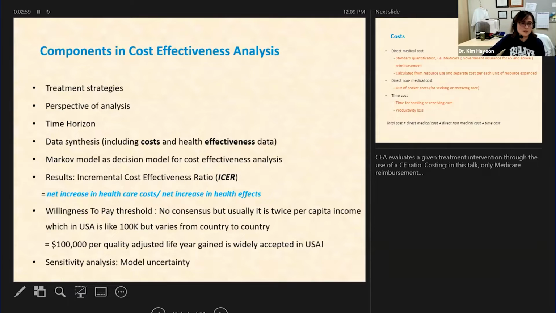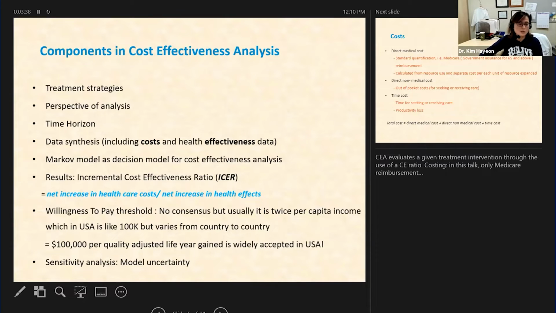The components in cost effectiveness analysis start with the treatment strategies. Of course, we have to compare treatment method A versus treatment method B or more. Then the perspective of analysis, which is more about what type of cost we want to use for the analysis. And the time horizon depends on the outcome data available. Some have 2-year outcome data, or 5-year, or 10-year outcome data. Depending on the best possible evidence, we can set the time horizon for the modeling.